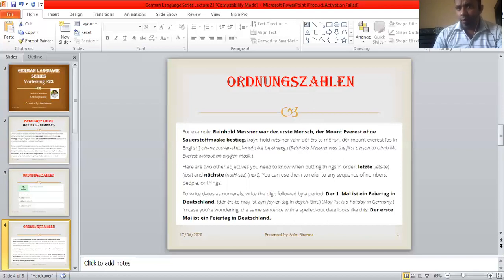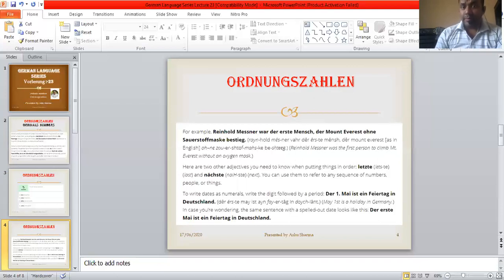May 1st is a holiday in Germany. So again, you use this ordinal. This is the practice we generally follow. In case you are wondering, the same sentence with a spelled out date looks like this: Der erste Mai ist ein Feiertag in Deutschland. So this is also used with that type of date.